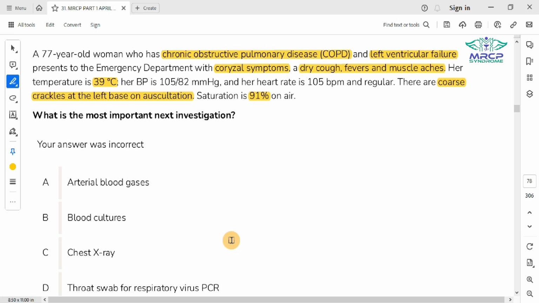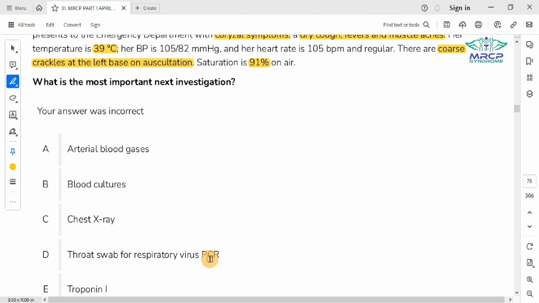Okay. At first we need to confirm the diagnosis. We can also go for the arterial blood gas for the overall treatment of the patient, but at first we need to confirm the diagnosis. That's why we are going for the PCR. And since most of the COVID specimen is found in the respiratory tract, we will go for the throat swab.